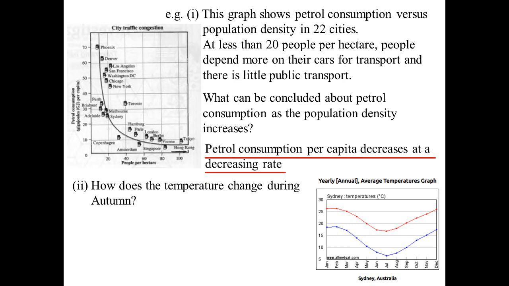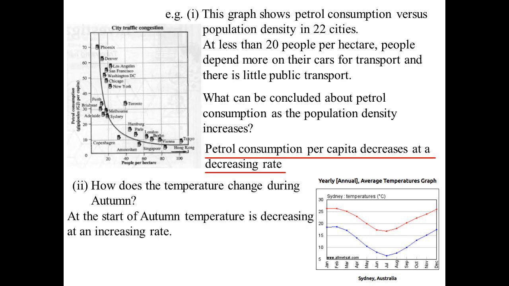Here's a temperature graph for Sydney. The question is, how does the temperature change during autumn? Well, at the start of autumn, and autumn begins in March, then the temperature is decreasing at an increasing rate because we have a decreasing curve and it's concave down. They're both negative. So in the same direction, it's getting faster.